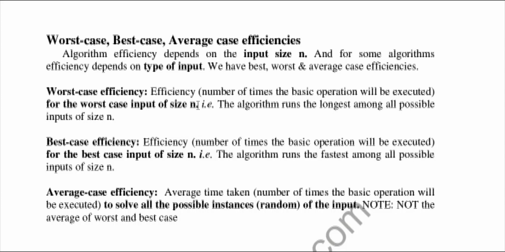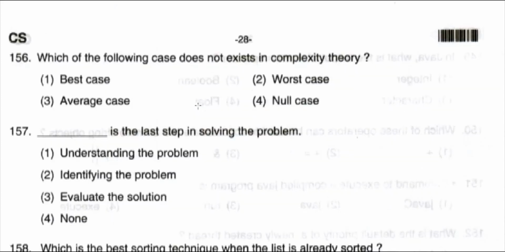Coming to the question, which of the following cases does not exist in complexity theory? The correct answer is null case. An algorithm should work in either the best case, worst case or the average case. Among these three, the algorithm stands with any one of the cases, not in the case of a null case. So the algorithm should have any one of the cases among best, worst and average case.